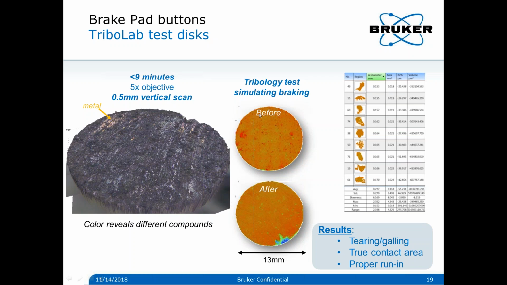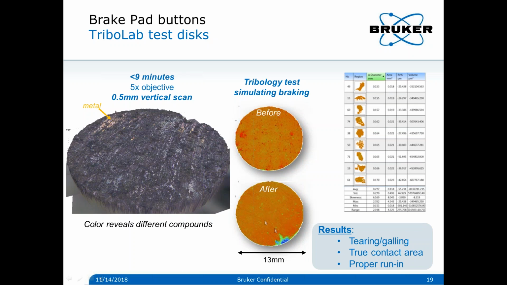But we can also measure this brake pad button before and after the test. What you see here in red is protrusions, while after the test you see cavities and big cracks here in blue. So it allows direct quantification of the initial roughness. This is important to understand the true contact area, because the spikes will actually sustain the load, and it points out the need for a certain run-in in order to have perfect contact and get the right information.